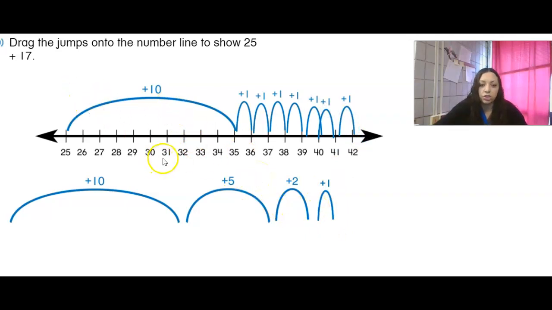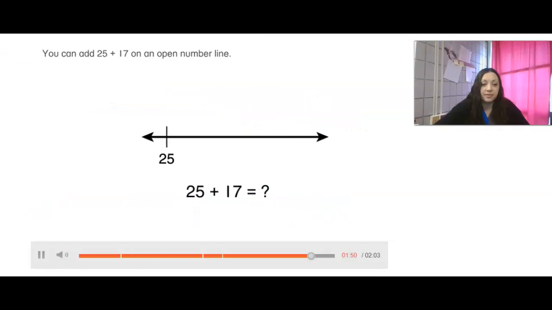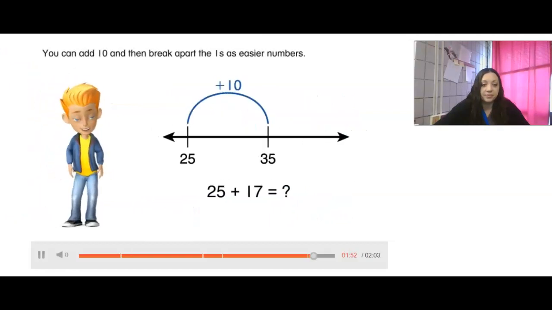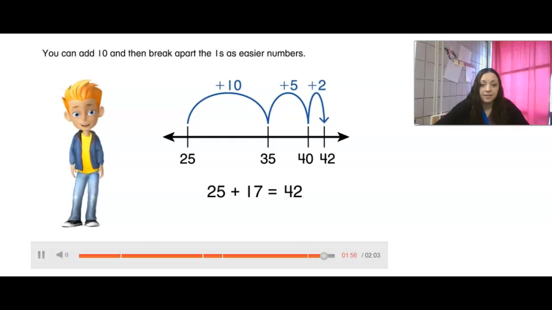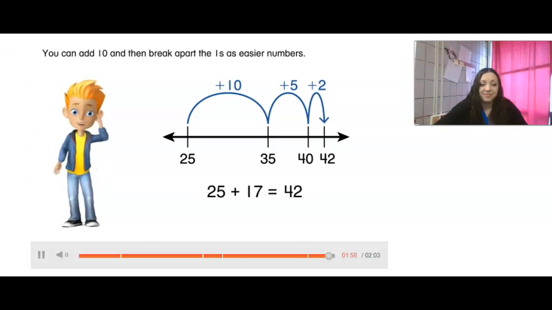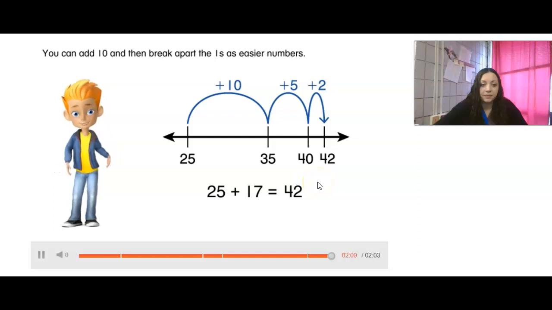Now, if I didn't want to add the 10, I could pull up all 10 of those hops, but that's kind of like a shortcut since I look at 17 and know that's 1 10 and 7 1s. You can add 10 and then break apart the ones as easier numbers. Now you know how to solve addition problems using different strategies.